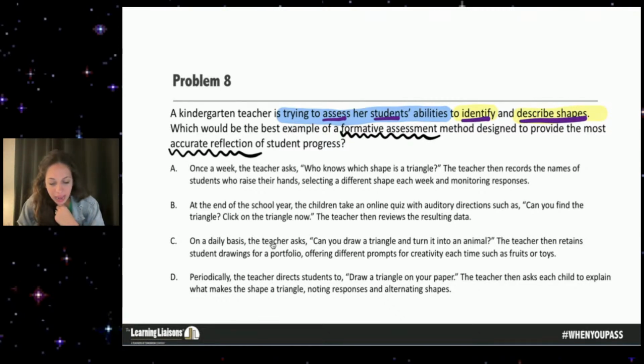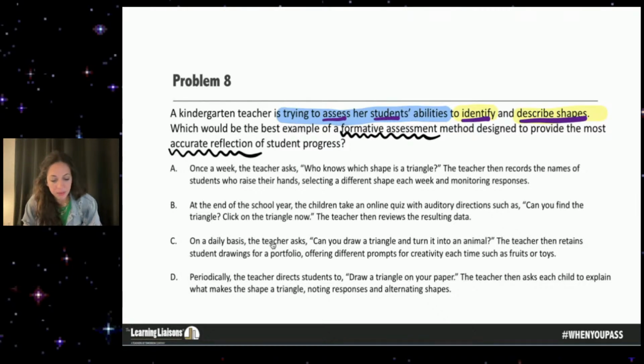A: Once a week, the teacher asks, who knows which shape is a triangle? The teacher then records the names of students who raise their hands, selecting a different shape each week and monitoring the responses. So next week, she might say, hey, who knows what a square is? Hey, who knows which one the circle is? And that's what's happening. B: At the end of the school year, the children take an online quiz with auditory directions such as, can you find the triangle? Click on the triangle now. The teacher then reviews the resulting data.